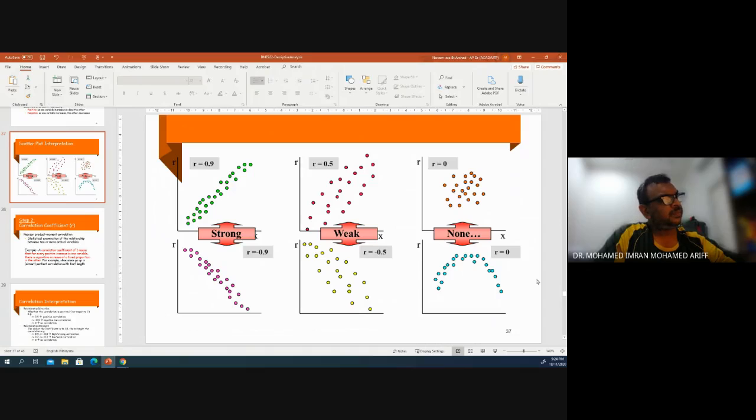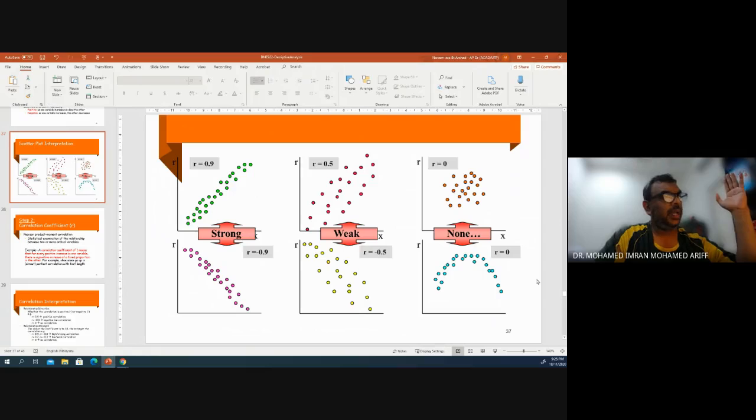Losing weight and exercising. Katakan losing weight is the X and Y is the exercising. Okay, so losing weight ialah X and Y ialah exercise. Okay, so from here we know that semakin banyak kita exercise, semakin banyak kita akan lose weight. So we say it's a positive correlation.